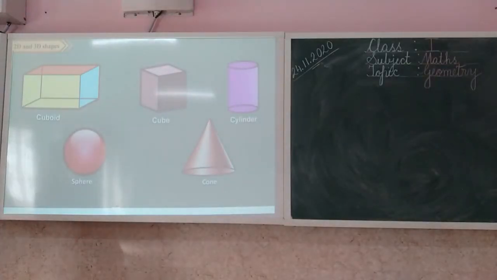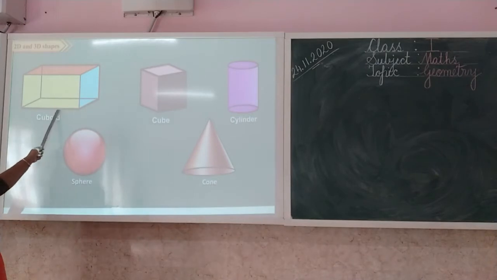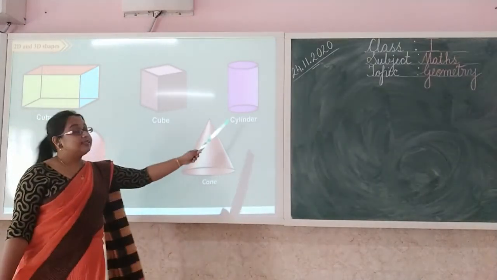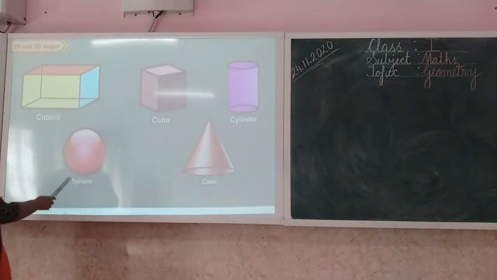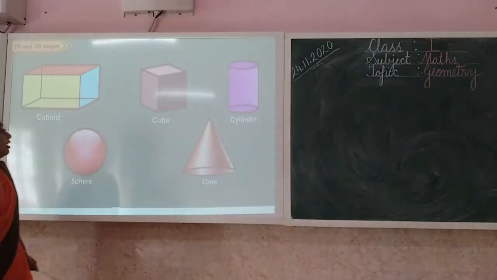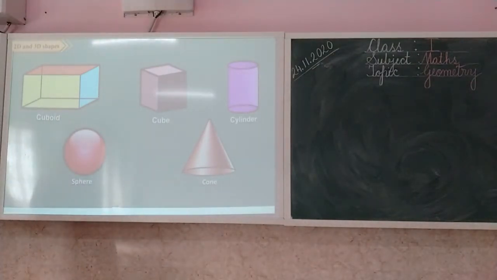See, these are some of the solid shapes. We have already seen a cuboid shape. This is a cuboid. Next, cube. Next, cylinder, sphere, and a cone. Now, we are going to discuss in detail these shapes one by one. Okay?